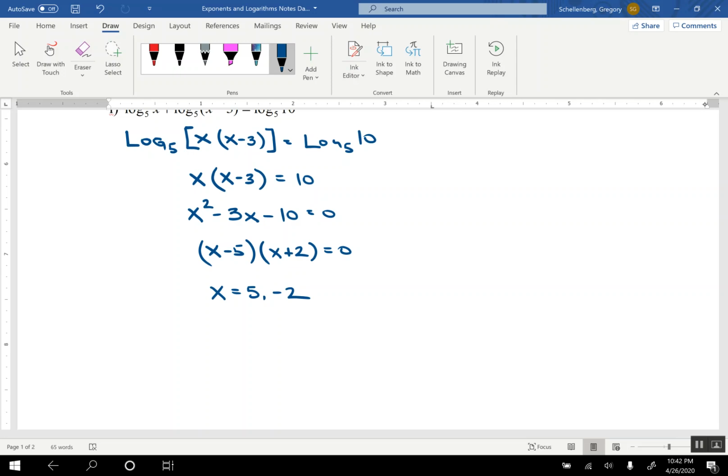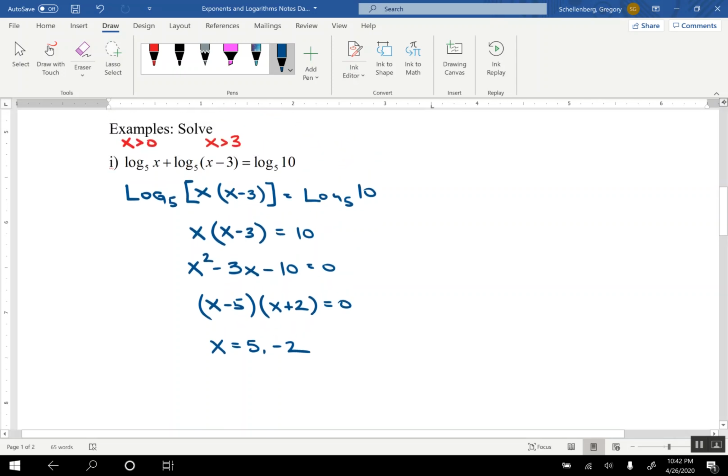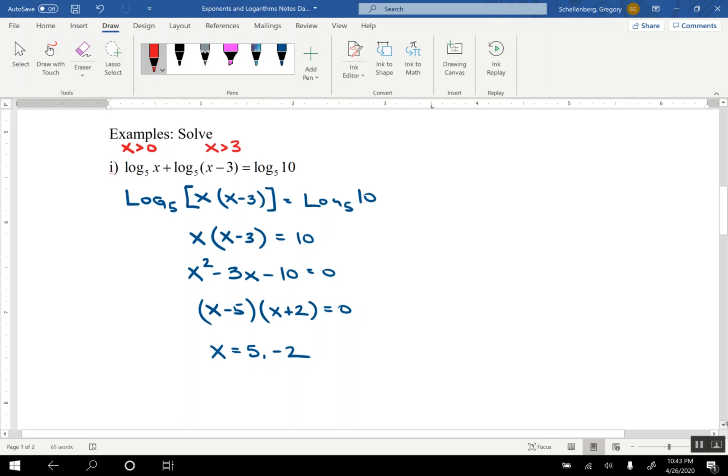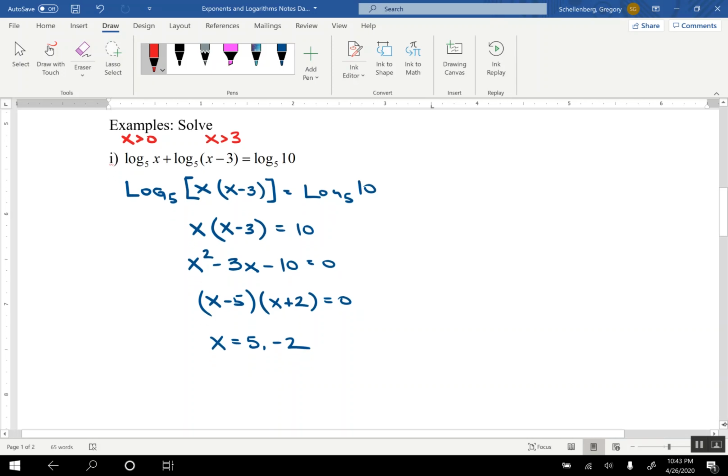Okay, but I want to go back up here. Are either of these extraneous roots? Okay, well 5 seems to work for both logarithms, but negative 2 doesn't. If we were to plug negative 2 in for x, in both of those logarithms, we are going to end up with negative arguments, that's just impossible, so we're going to reject this solution.